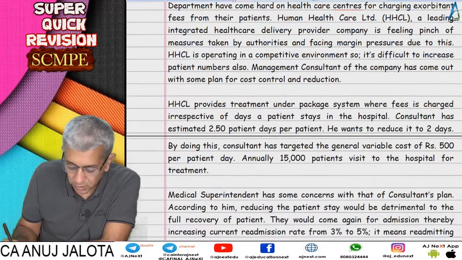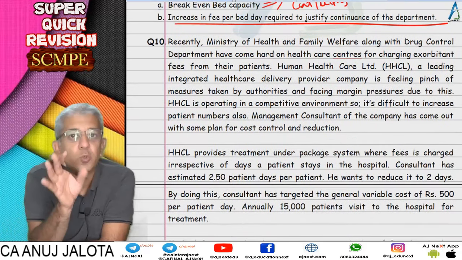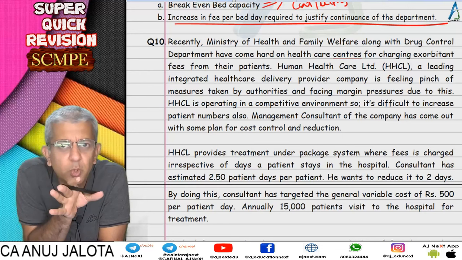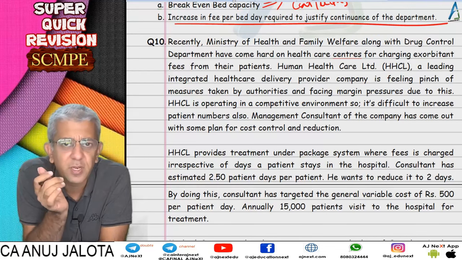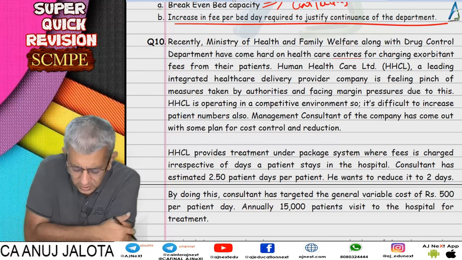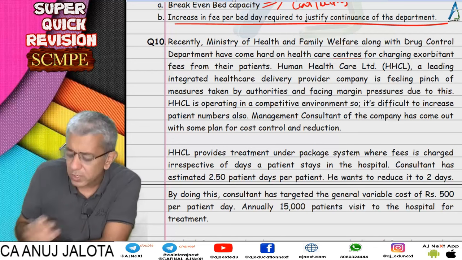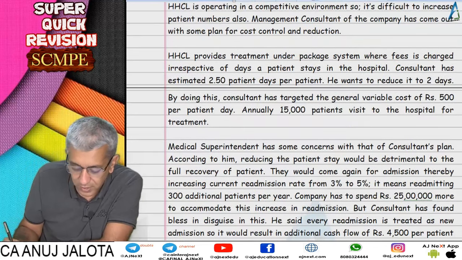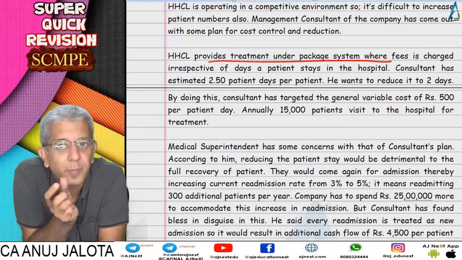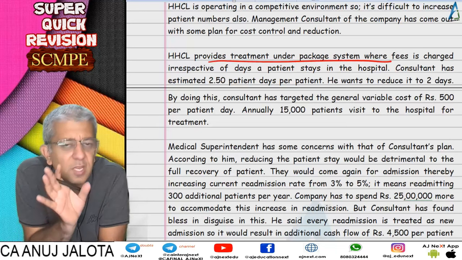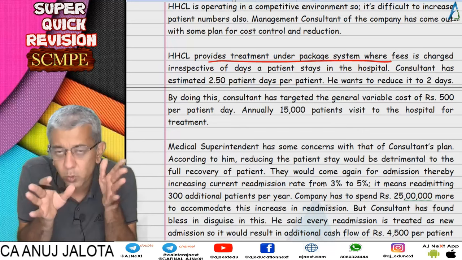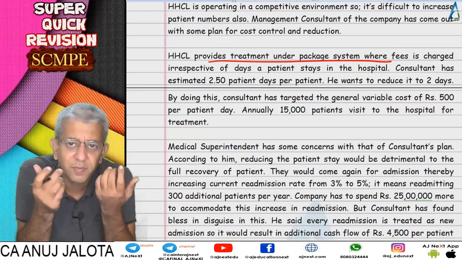And then question number 10. Now, this was all about ethical issues also. There was a hospital which might be making some profits, which we don't know, but its profit is falling or it is facing margin pressures. So in this case, they are thinking about what is to be done to increase the profit. This hospital does the treatment under a package system, whereby they say, on an average, we charge a lump sum fees. How much is that fees?